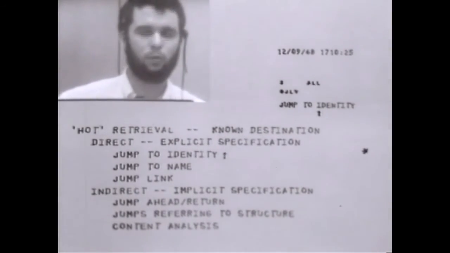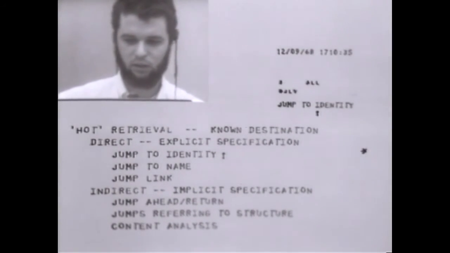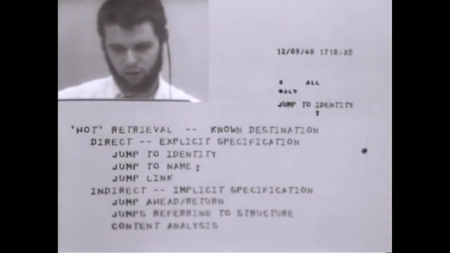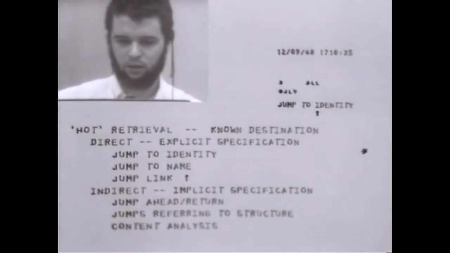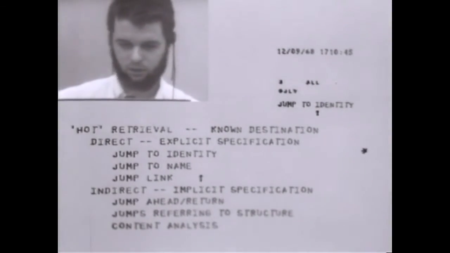With the jump to identity command, you're able to point at it either by the cursor or by using a pointer, as you've shown. Jump to name, jump to link. Again, you're explicitly specifying by giving the name or having the name occur in the text.